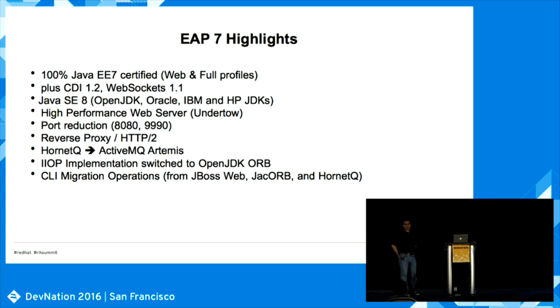We also changed the orb. The orb is the Corba implementation in the server. Traditionally, we used JacOrb for many years. But we switched to a fork of OpenJDK, which has some benefits. The main one is that we can pool our resources with Oracle to maintain this orb. And then it's easier, of course, to do interoperability testing between OpenJDK and OpenJDK, because it's one thing, right?